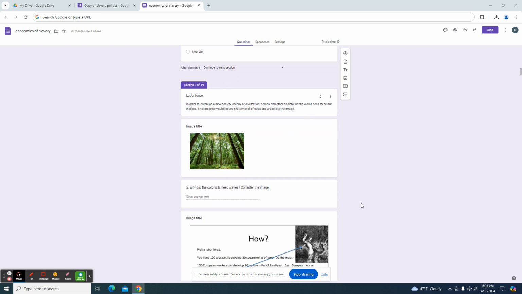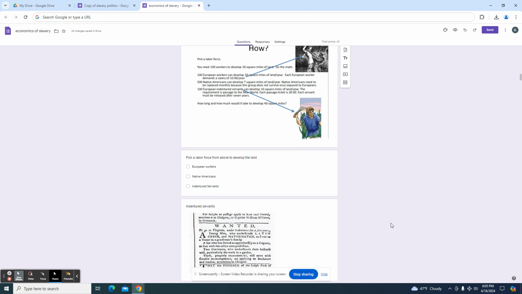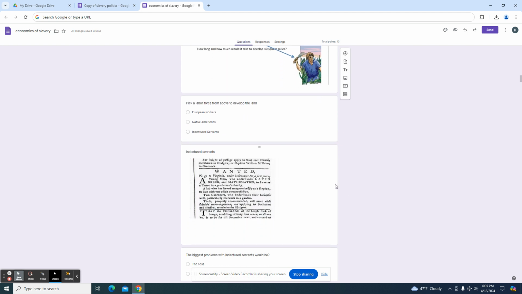We're going to first start out with this particular image. I'm trying to get students to think about the labor force needed to develop what is eventually going to become the United States. Looking at this image here, and then factoring in the labor options that you have, where you have European workers, Native Americans, and then all of the problems that arise with those particular issues. As we continue down, students are required to pick a labor force.